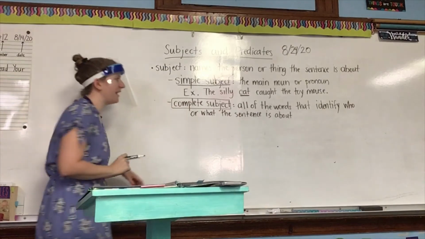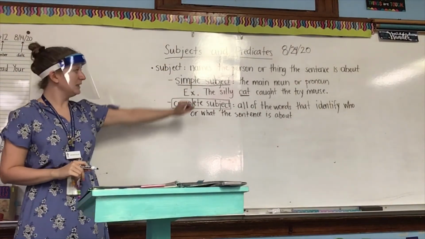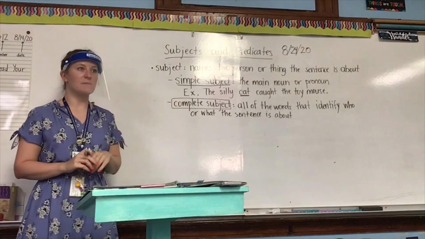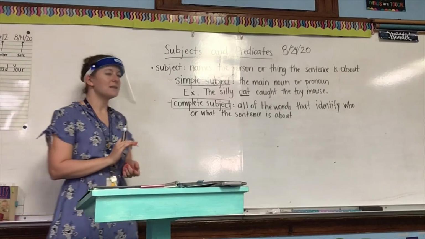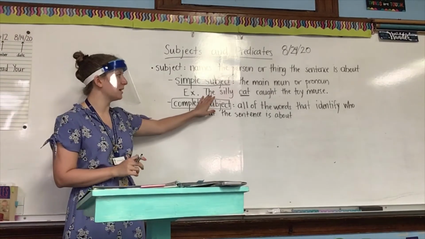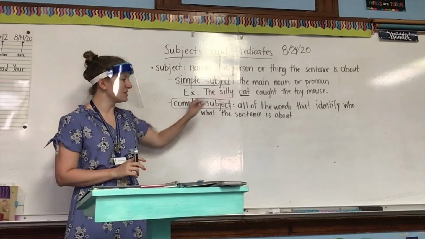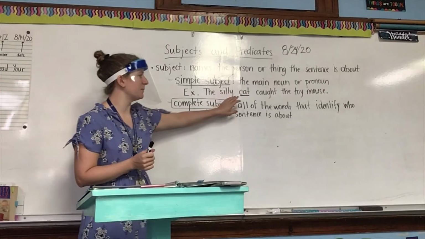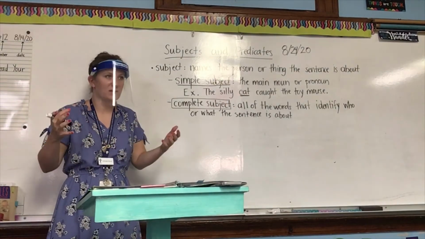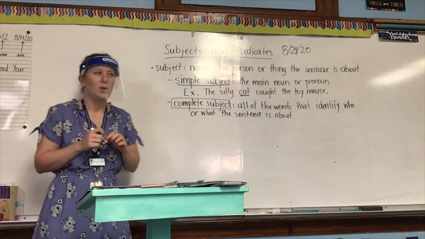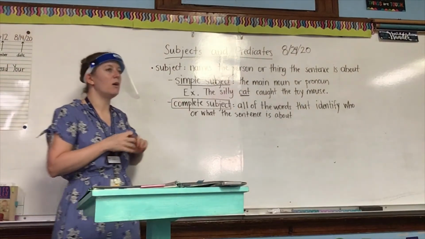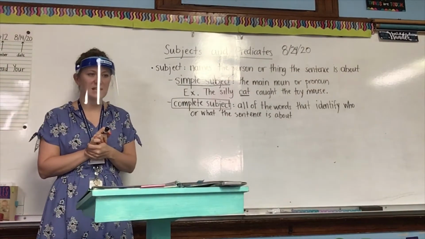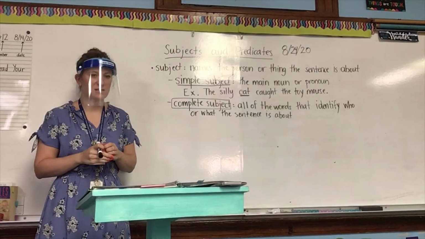So we're going to put a box around that because I'm not going to rewrite this sentence. You'll just know the simple subject is the underlined part, and the complete subject is the part I'm going to put a box around. Does anybody think that they have an idea of what the complete subject of this sentence, the silly cat caught the toy mouse, is? Carla told us the simple subject is just that word cat, because that's who the sentence is about, a cat. What is the complete subject? So all the words that tell who the sentence is about. Who thinks that they can tell me what the complete subject of this sentence is?